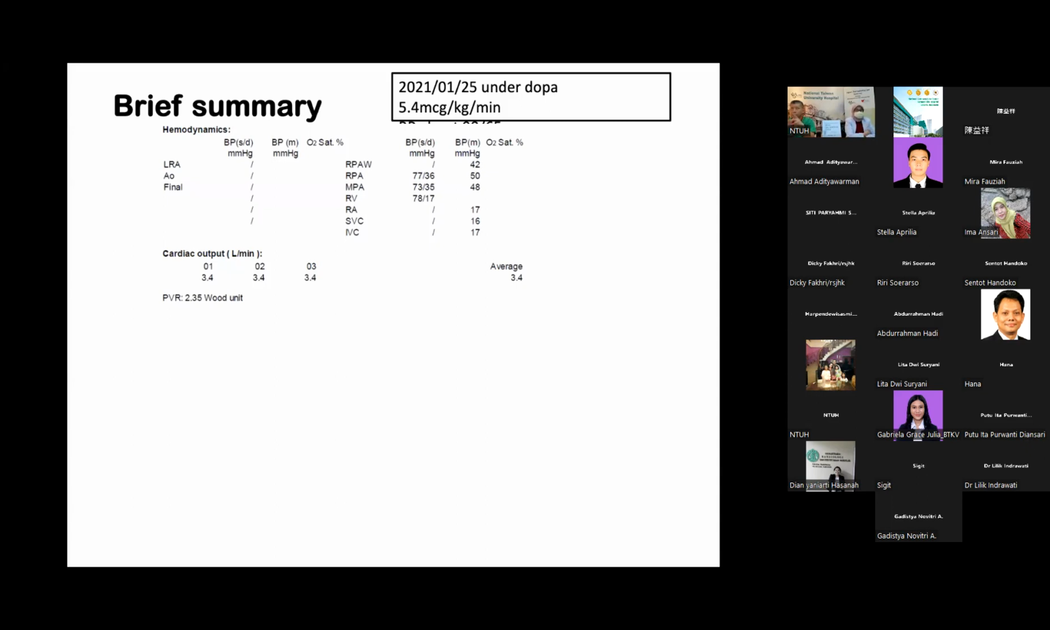Could this patient have a high PVR? How is the PVR? The data shows here. This is the second catheterization. The first catheterization, when we performed it, showed the PAP was also 77, and the PVR approached 6 units.